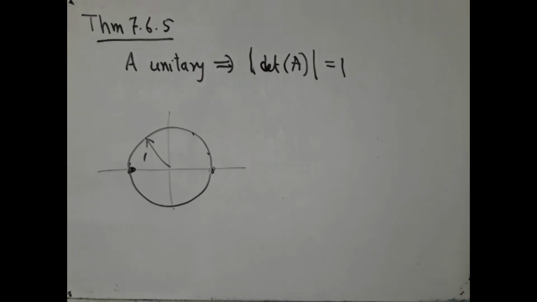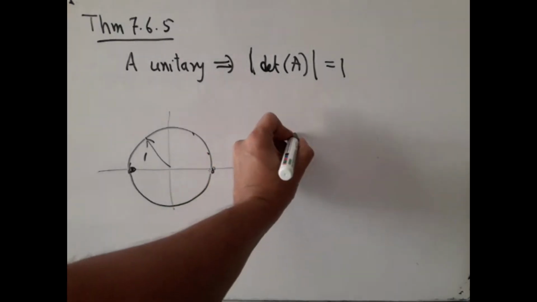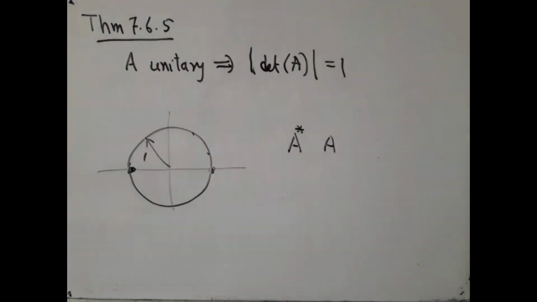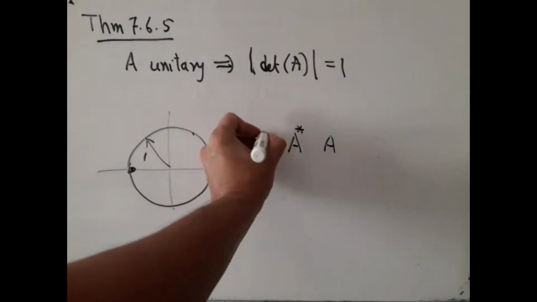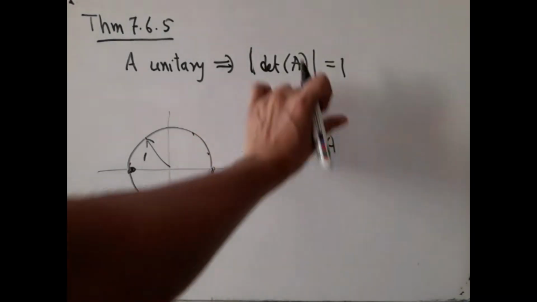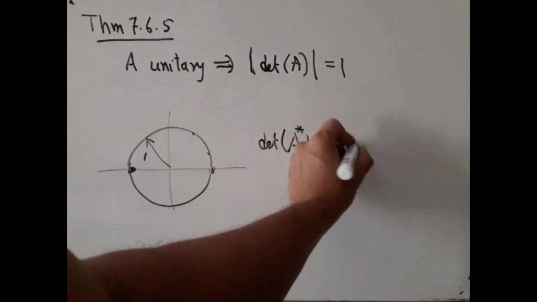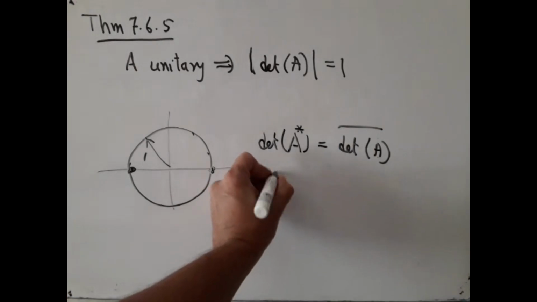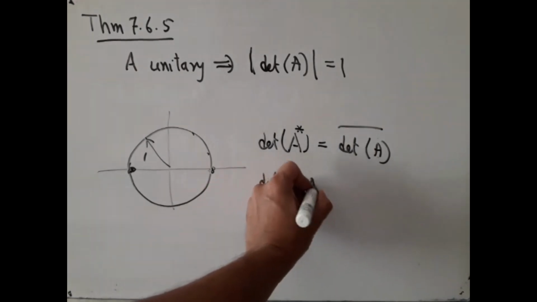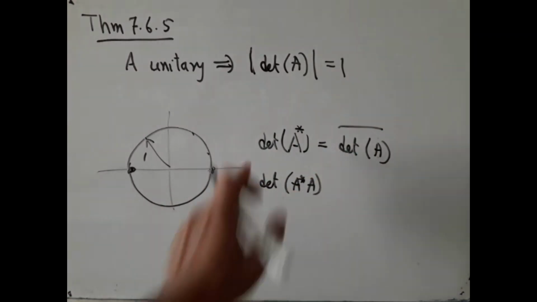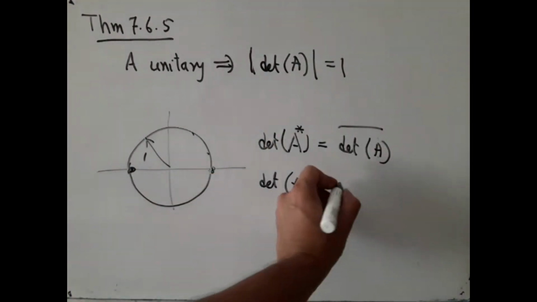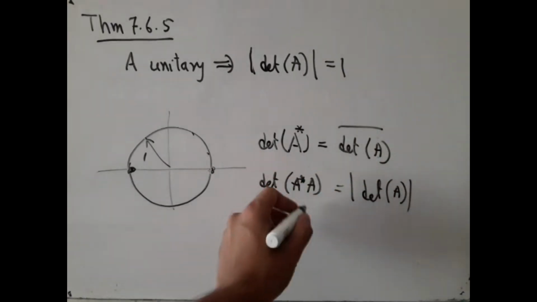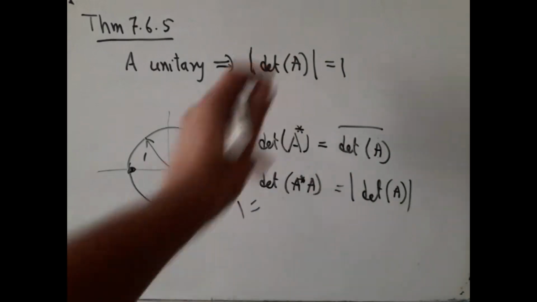This can be proved quite easily. If I take A and A star, their determinants are related by the result that the determinant of A star is the complex conjugate of the determinant of A. So if I multiply, I get the determinant of A star A as the determinant of this times the determinant of this. Because of the complex conjugate, I get the modulus of the determinant of A squared. Now A star A is identity, so the determinant is 1, and hence I get this result.